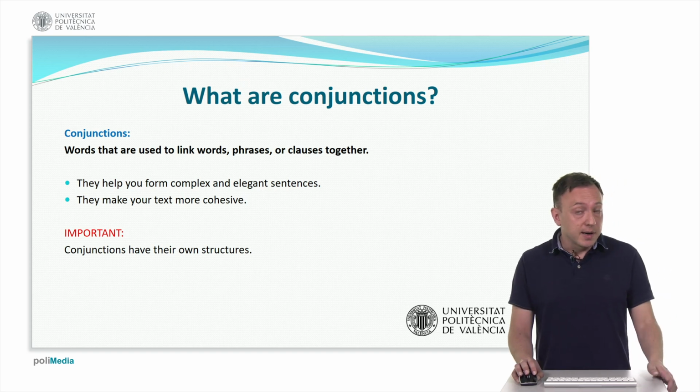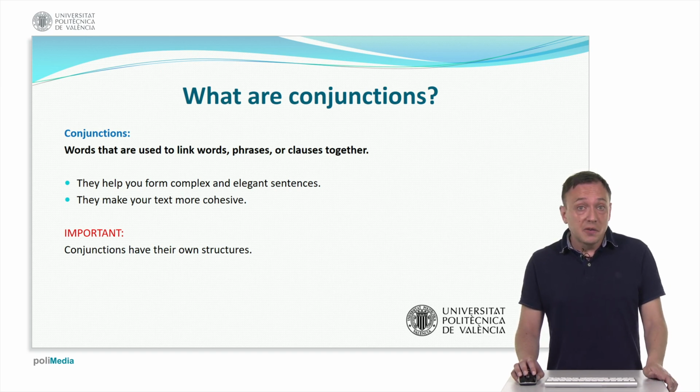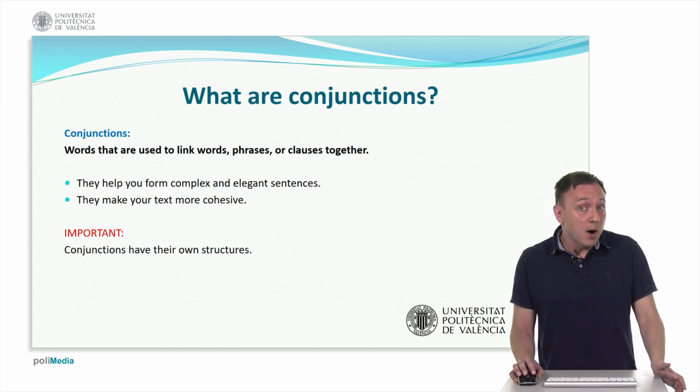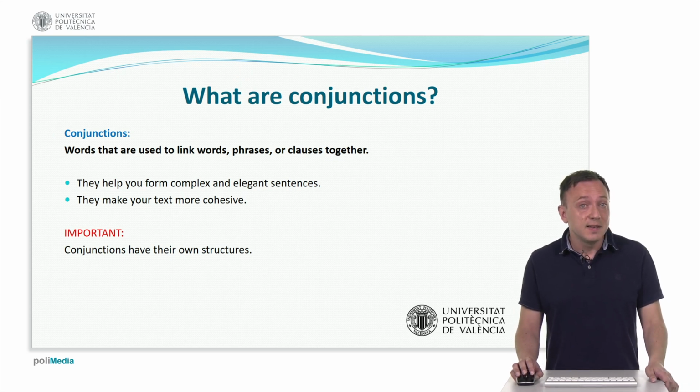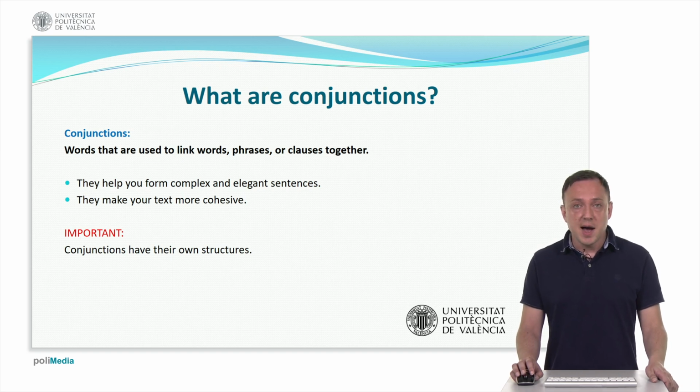Conjunctions or linkers are words that are used to link words, phrases, or clauses together. Conjunctions thus help you form complex and elegant sentences. They make your text more cohesive as all the information you present is connected and not chopped.